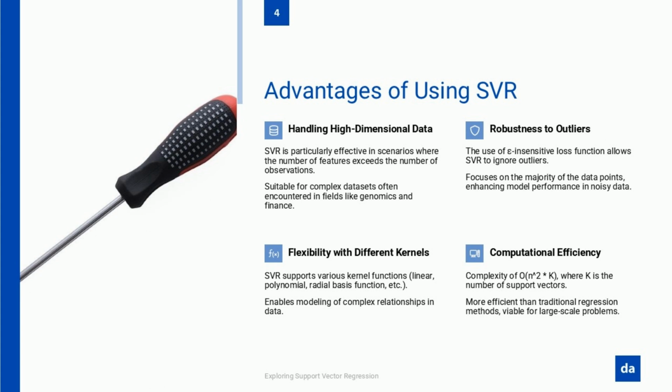The ability to make accurate predictions while ignoring irrelevant fluctuations makes it a go-to tool for industries that rely on data-driven decision-making. Support Vector Regression is not just another regression model, it is a highly adaptable, powerful approach that balances precision, flexibility, and computational efficiency.